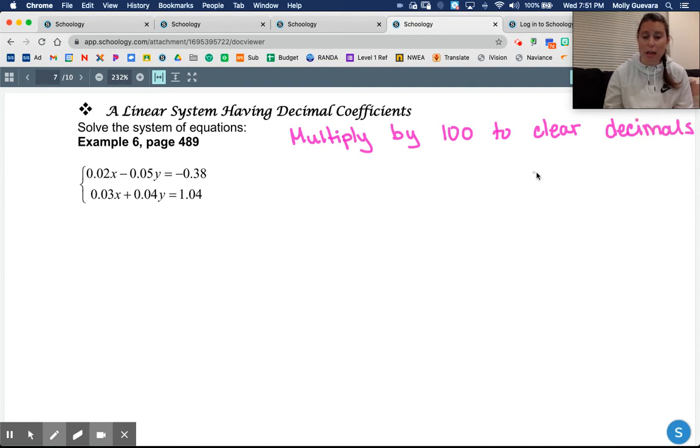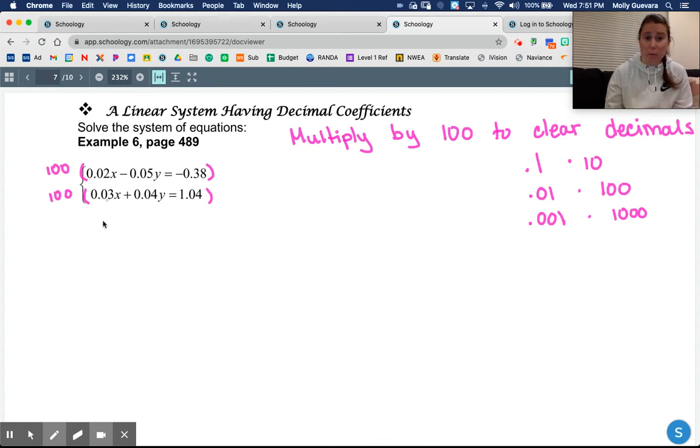So if it was 1 decimal place, I would multiply by 10. If it was 2 decimal places, I would multiply by 100. If it was 3 decimal places, I would multiply by 1,000 or whatever, right? So in this case, because they're all 2, I can multiply the whole equation by 100. And it does not change the solution at all. It just changes what it looks like.